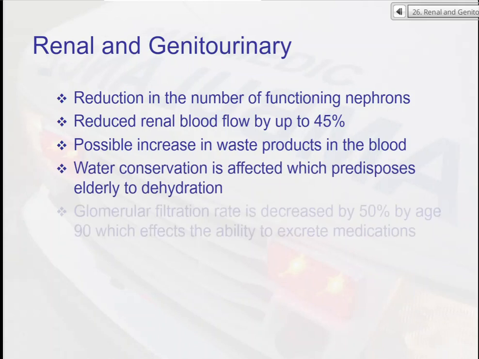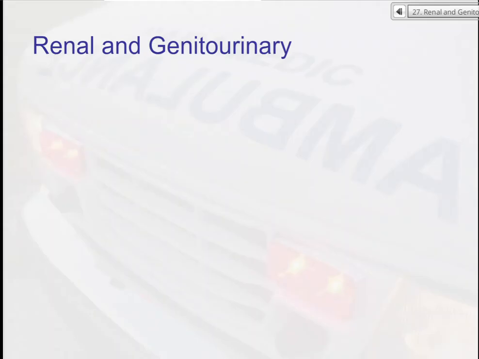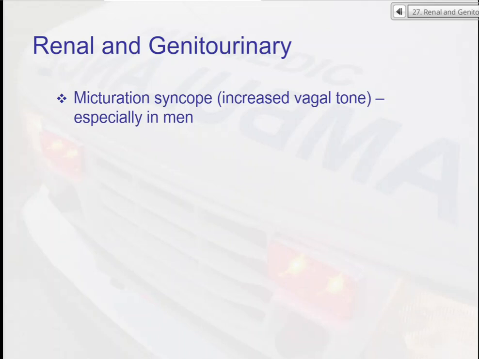So they're at greater risk of dehydration, and glomerular filtration can be decreased by as much as 50% by age 90, which affects their ability to excrete medications, and so what would normally be therapeutic is now toxic. Micturition syncope is common in the elderly.